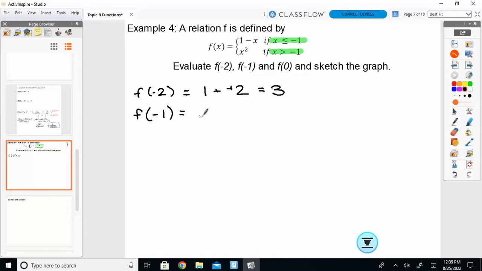F of -1, which piece do you plug it into? Top. So 1 minus -1. F of 0, which piece? So 0 squared is 0.